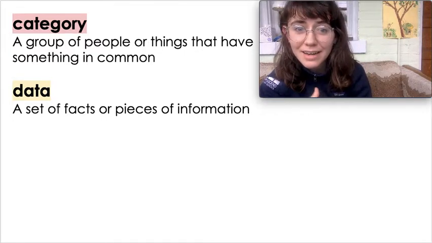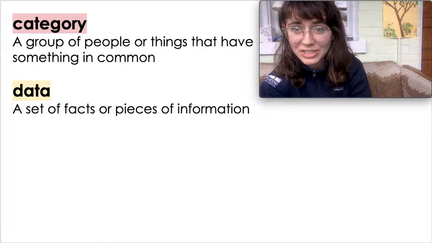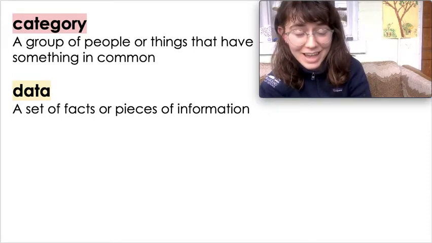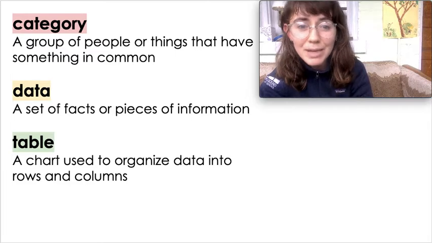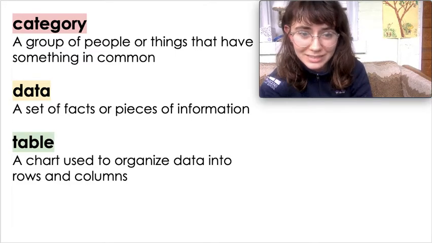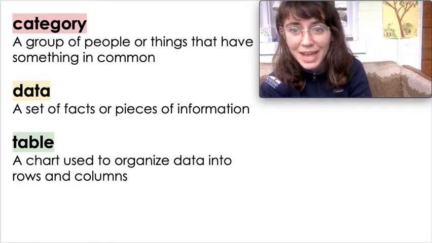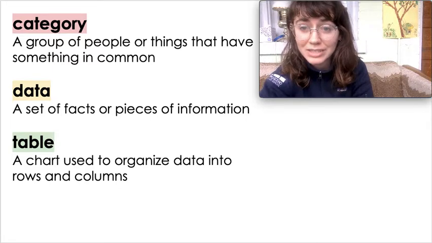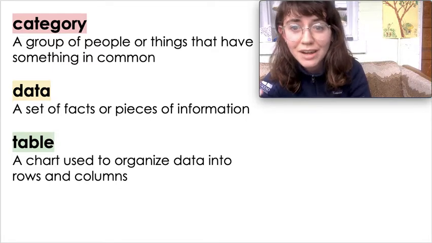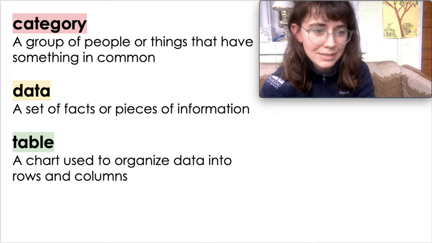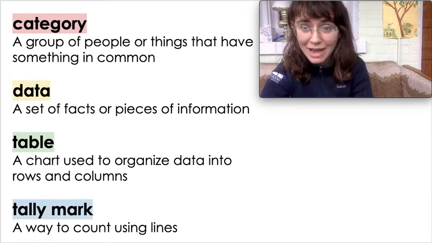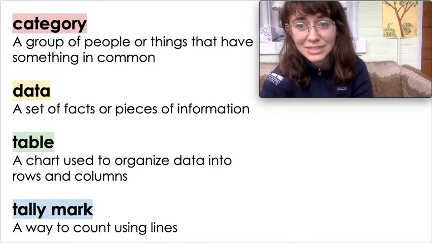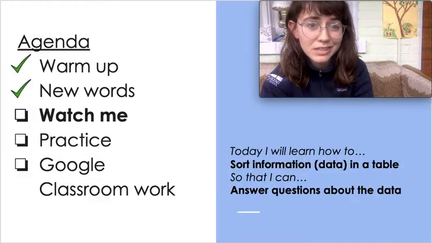Data is just a set of facts or pieces of information. You could have data about anything, but it's just a set of information. A table is a chart that we use to organize data. So we would come up with a bunch of categories, and we would use our table to organize or sort our data by categories, which is what we're about to do. And then a tally mark is just a way to count using lines. You've seen tally marks before a lot at school.